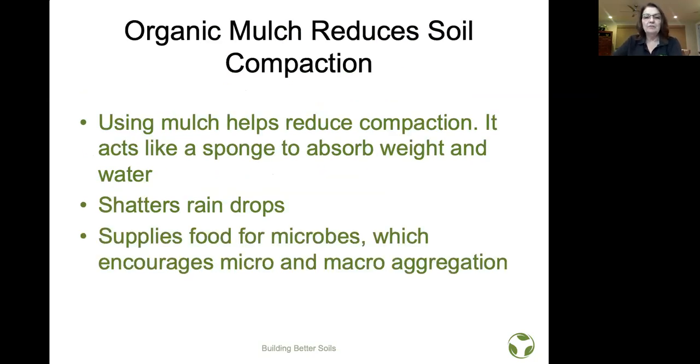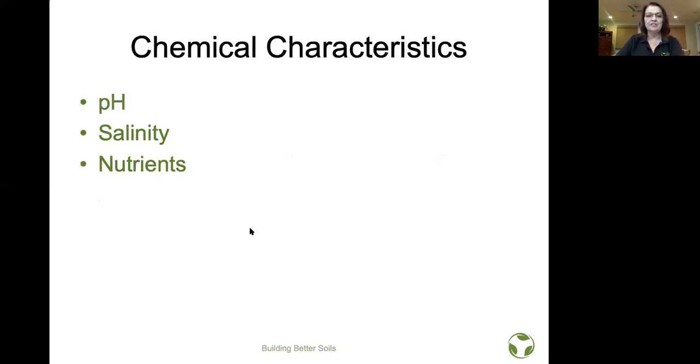Again, when we use that mulch, it not only helps reduce compaction like we already talked about, but it also acts like a sponge, and this helps absorb weight and water. One of the most important things, though, is that it helps prevent erosion, because when we have mulch on the ground, it shatters raindrops. And when we shatter raindrops, it's the rilling from raindrops that causes the erosion. So this actually helps water infiltrate slower into the soil. And again, it supplies food for the microbes, which encourages the micro and macro aggregation.